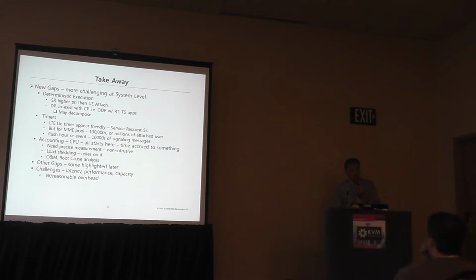Then we still have a few other gaps that will be highlighted later. But the bottom line, the challenges are latency and performance at a certain capacity, with reasonable overhead. We don't expect that we could run an EPC network element with, let's say, 5% overhead. I think 15 to 20% overhead is more in line. But then again, the flexibility that you gain is really worth it to go to NFV.